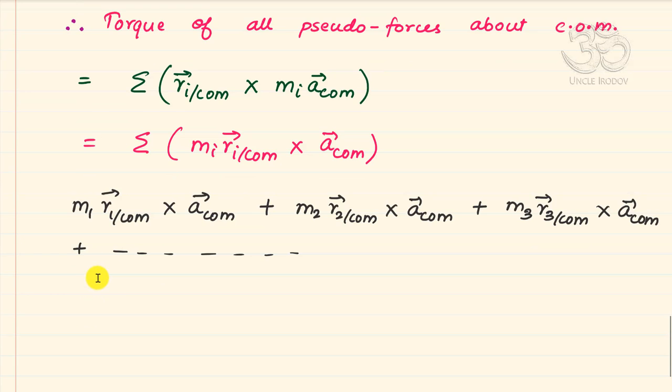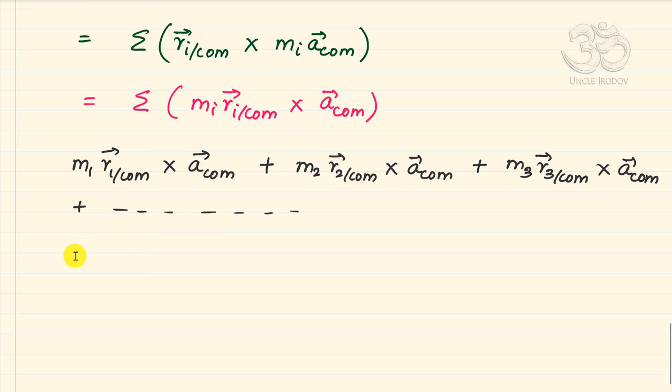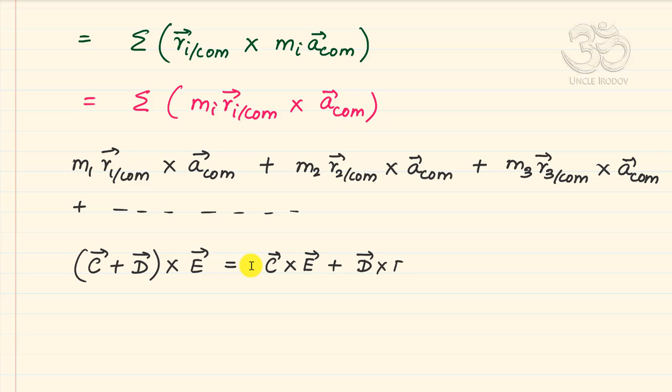Now you know that there is a distributive property of cross product. If you have vectors C plus D and you're trying to take their cross with another vector E, then I can rewrite this simply as C cross E plus D cross E. This is the distributive property of cross product, and it is what is at play here. You've got this vector A center of mass that is crossed with this guy, this guy, and this guy.